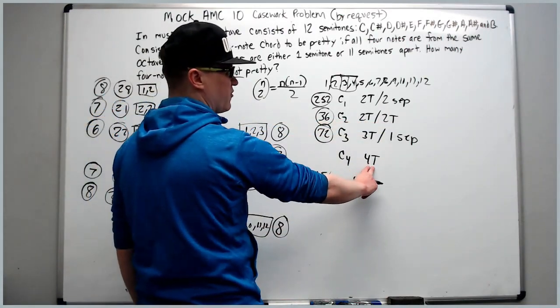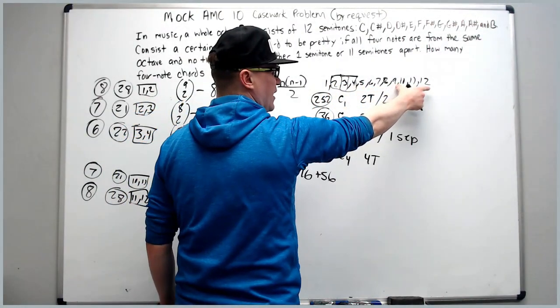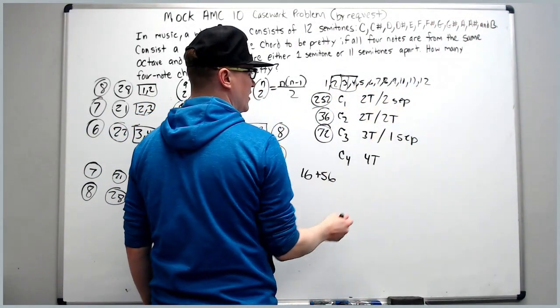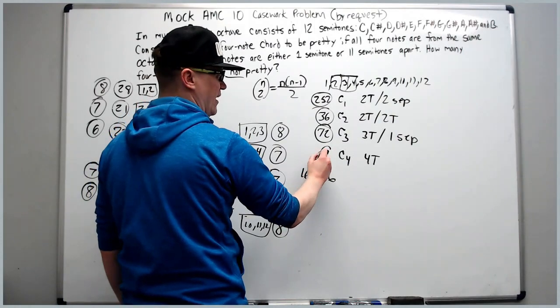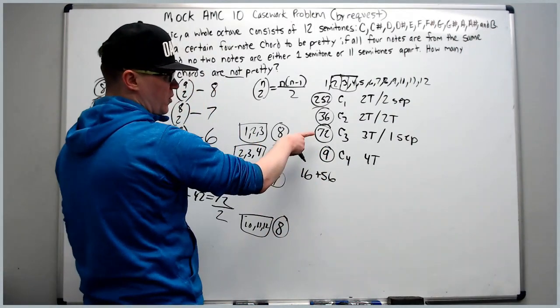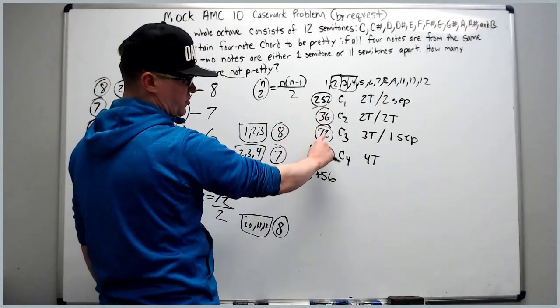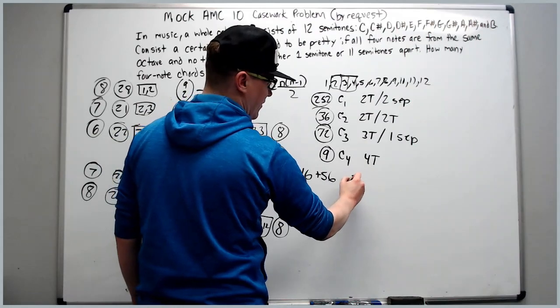Okay, the last one is 4 together. You can start at 1 through 4 all the way through 9 through 12. So you're going to have 9 of those. Okay, so add up what we got. We've got 108 and 252 is 369.